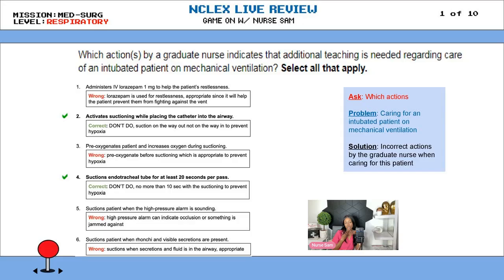When you see the word rhonchi, I'm just going to let you know, with rhonchi, I want you to think of an abnormal lung sound. With crackles, it has fluids. And with rhonchi, you have phlegm/mucus. So whenever you see rhonchi, I want you to think about mucus. That abnormal lung sound is being caused by the mucus. So that is an appropriate indication for suctioning.